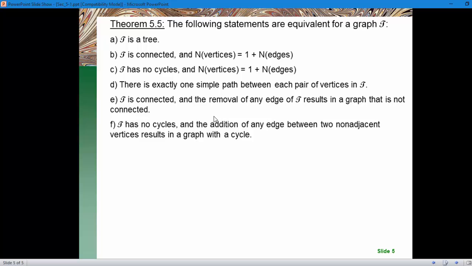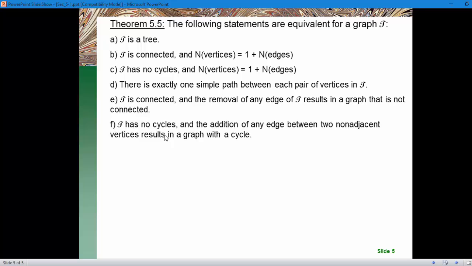Here's another thing you can also use to describe the tree. If the graph is connected, and if you notice that removing any edge results in a graph that is not connected, then you know it's a tree. And one way to say that is that a tree is a special graph that has the minimum number of edges that will keep the graph connected.